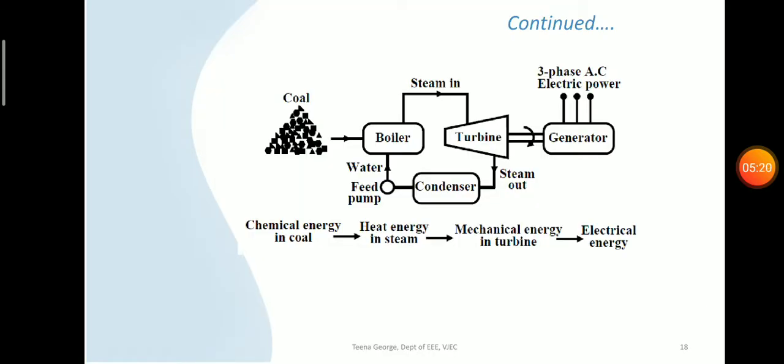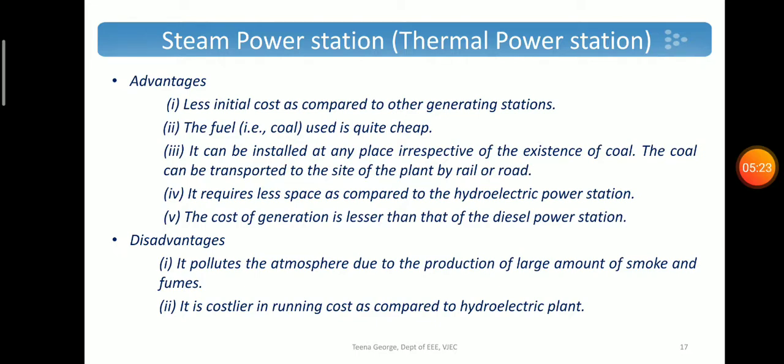First one is thermal power plant or steam power station. In a thermal power plant, there will be a steam turbine and generator which will convert mechanical energy to electrical energy. The main advantages of thermal power plant are less initial cost compared to other generating stations. If you are considering a hydel power plant, we have to construct the dam and additional things. So it costs high.